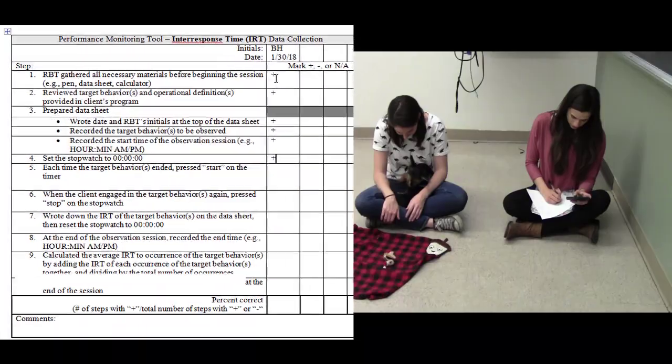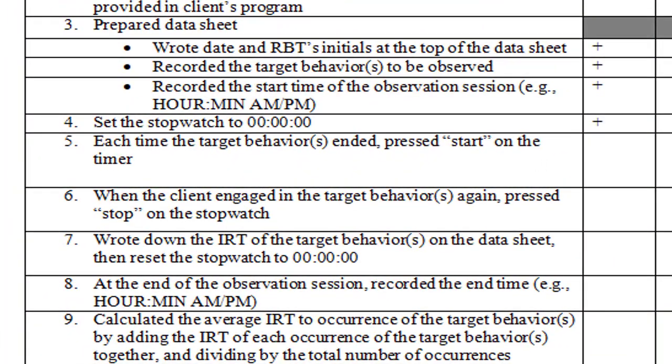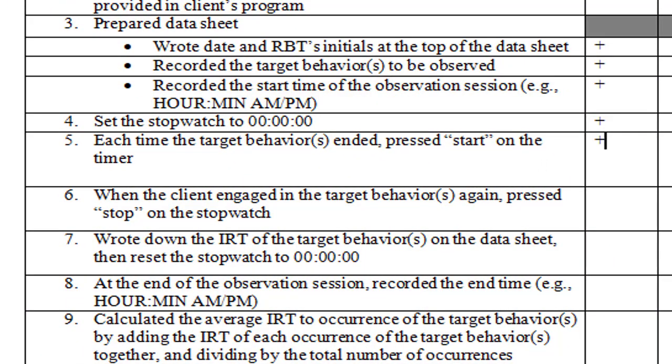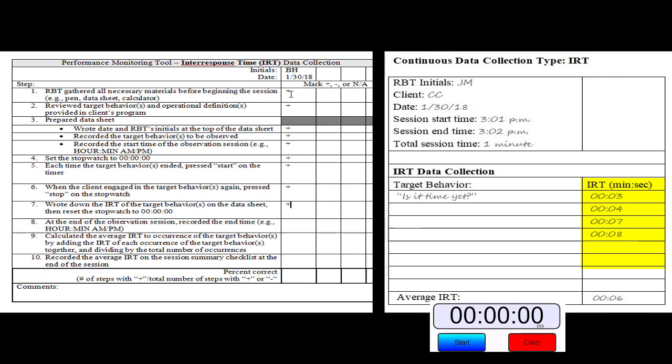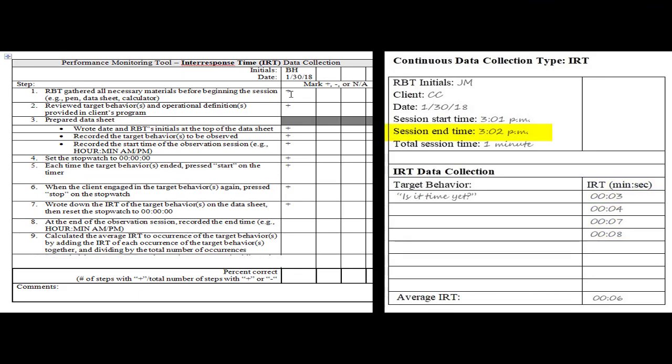Each time the client said, "Is it time yet?" Jessica started the timer. When the client started asking, "Is it time yet?" Jessica stopped the timer. We're going to give her a plus for step number 6. Okay, great. Let's check her datasheet. She wrote the interresponse time on the datasheet and restarted the timer. She recorded the session end time, and look right here. You will see the average IRT. 100%. Very cool. Looks like our training worked.